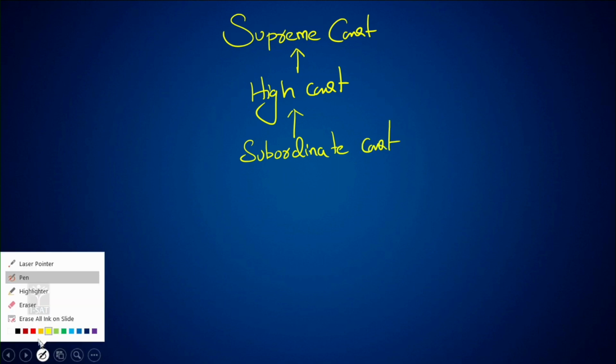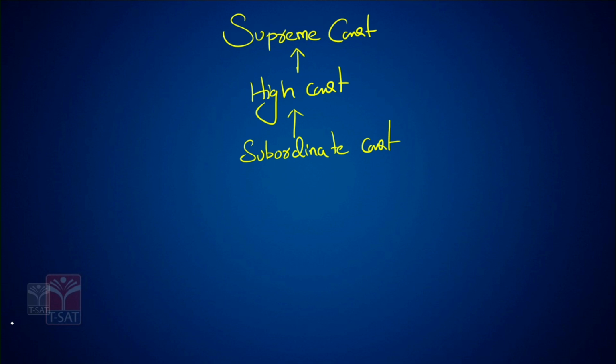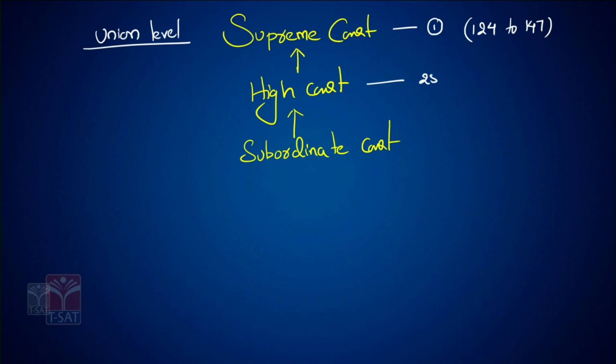Now look at the screen. Now, very important. If you look at the Supreme Court, there is only one Supreme Court for the entire nation, and this is at the union level. Article 124 to 147 deals with the Supreme Court of India. And look at the High Court. There are 25 High Courts for all the 28 states and 8 union territories, and this is at the state level. Article 214 to 231 talks about the high courts in India.